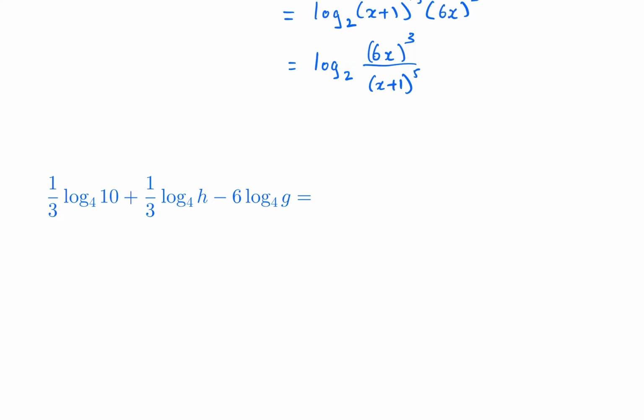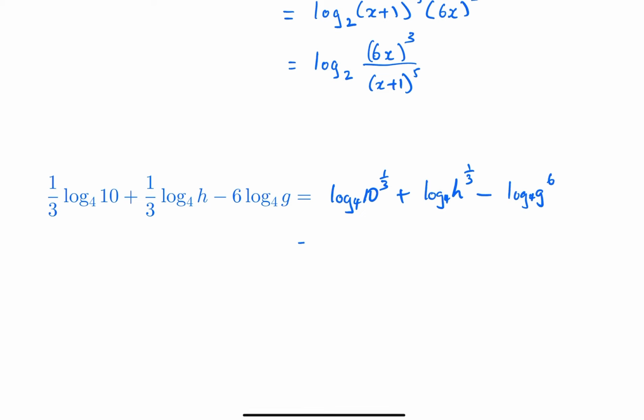Okay, let's move on to another example. Here we've got a few things that are involved. We've got 1/3 log of 10 base 4 plus 1/3 log of h base 4 minus 6 log of g base 4. So we're going to take all of these coefficients, make them a power. Same thing here, make them a power. And this one also here, make that a power. All right, so this becomes log of 10 base 4 raised to the 1/3 power plus log of h to the 1/3 power base 4 minus log of g to the 6th power base 4.